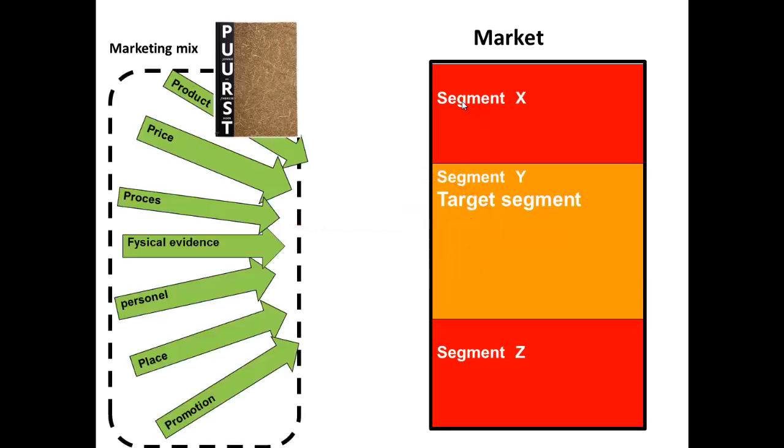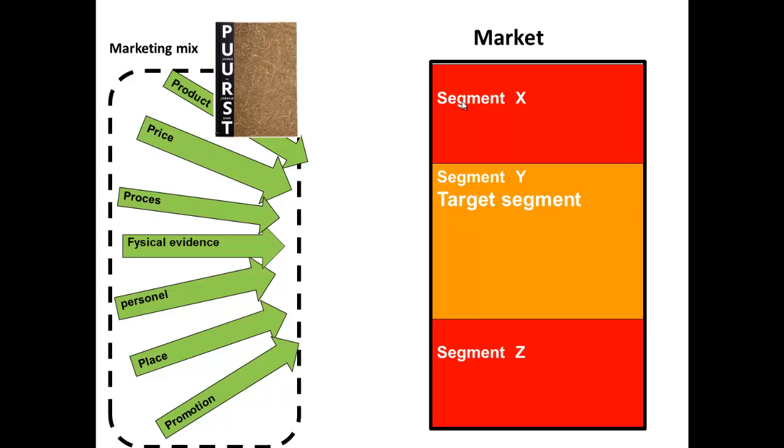And then you design a marketing mix. It means the product, the price, the process, the physical evidence, the personnel, the place and promotion. And with this marketing mix you want to approach the target segment and hope the target segment will respond to it favorably and buy the book in large numbers, of course.